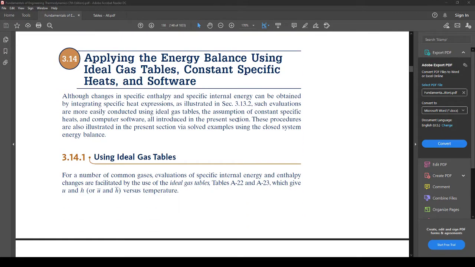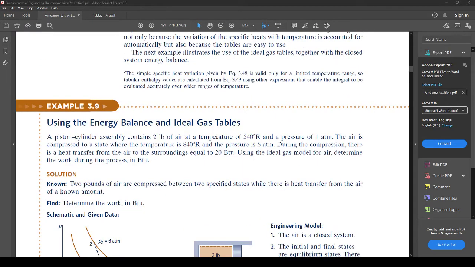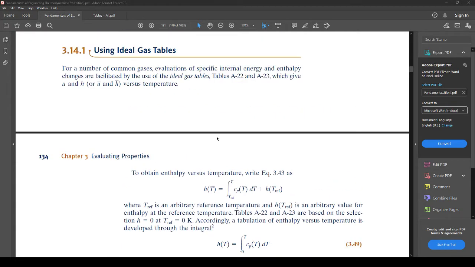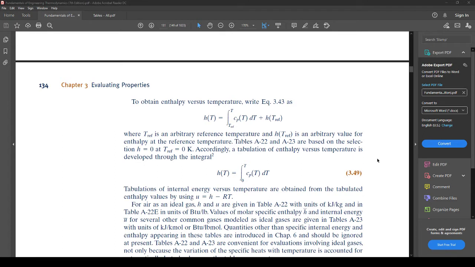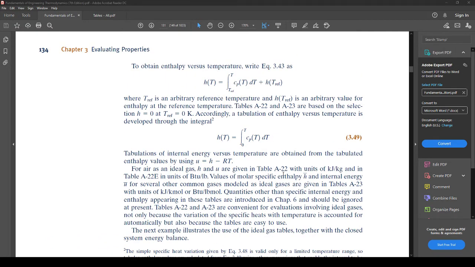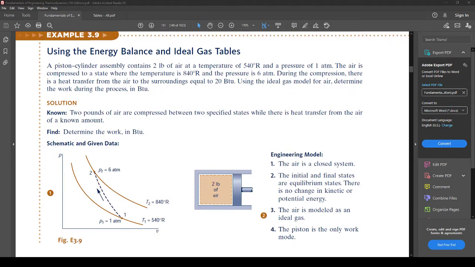Alright, so I think this is where we have to keep going for now. Let me see if there's anything here that I need to find. No, essentially this right here is just telling you about table A-22, which is the air one we just looked at a minute ago. So don't worry too much about that. This just tells you that those values were put in a table, and that's the table we just looked at.